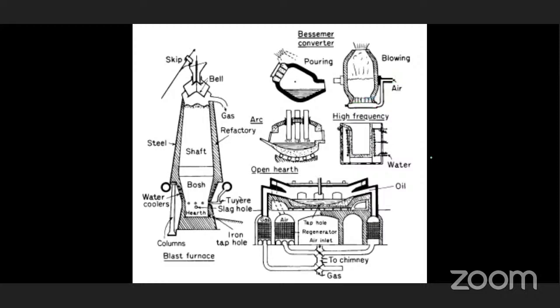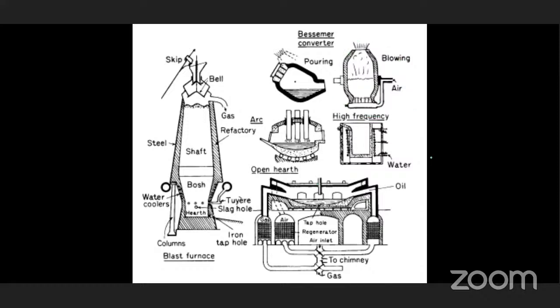Then we'll move to the composition of pig iron. So what is this composition of pig iron? For this process we will see, and this operation of the Bessemer converter we are also going to see. So this is called the Bessemer converter. We should keep in mind what the Bessemer converter is.